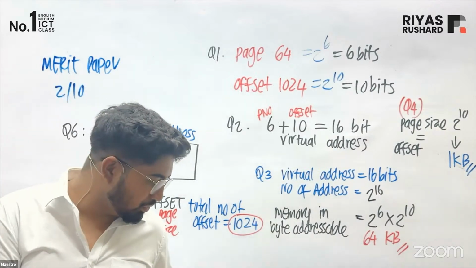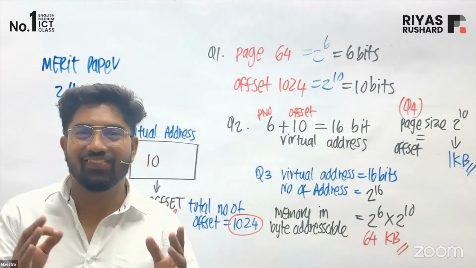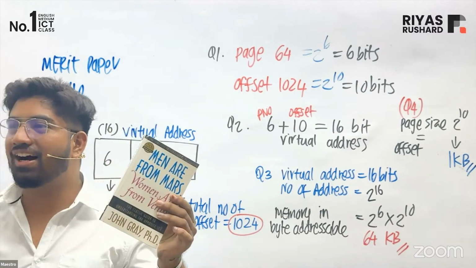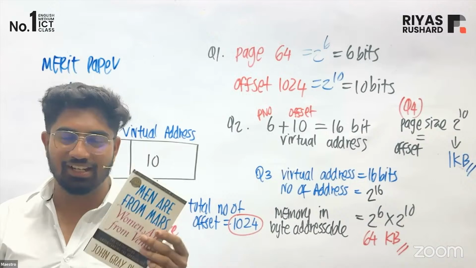Okay, recently got a book. It's a hot book, okay? This one. Men Are from Mars and Women Are from Venus.